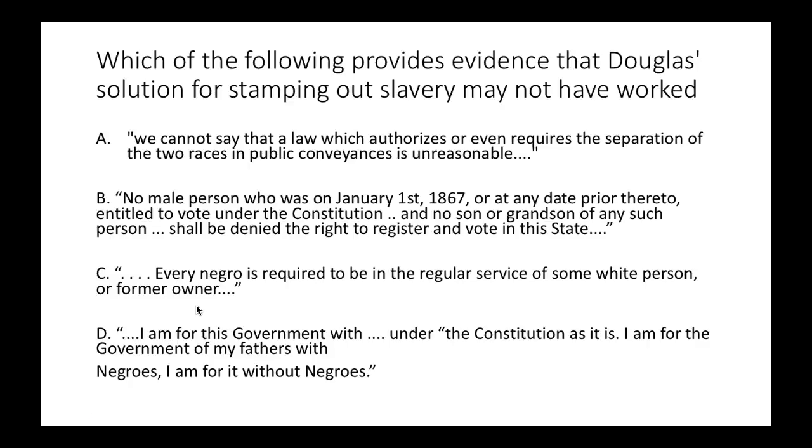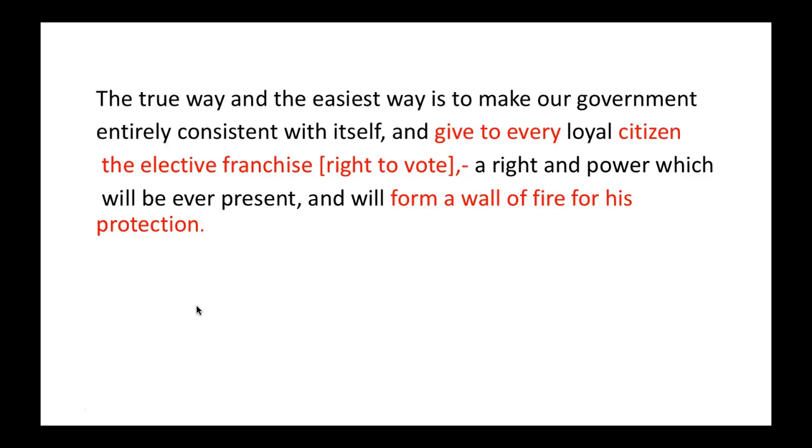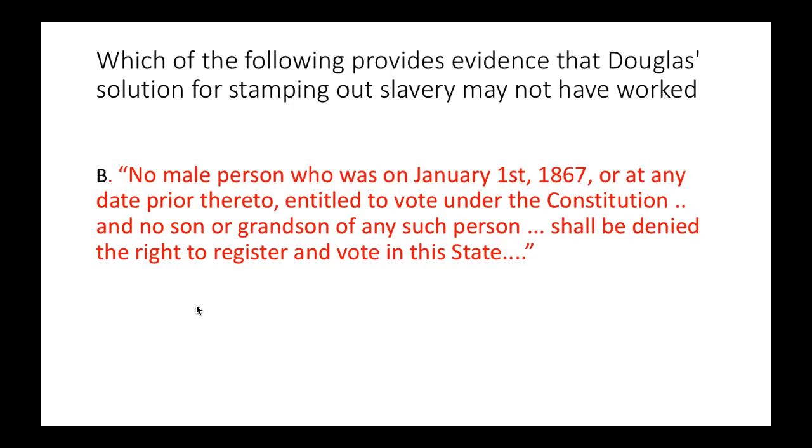Next, which of the following provides evidence that Douglass's solution for stamping out slavery may not have worked? So we go back to this passage which states that giving everyone the right to vote is his solution. And then we see that B is the correct answer, which references the grandfather clause, which along with poll taxes and literacy tests limited the rights of black males to vote. As a result, this provides evidence that voting may not have worked as Douglass wanted it to.